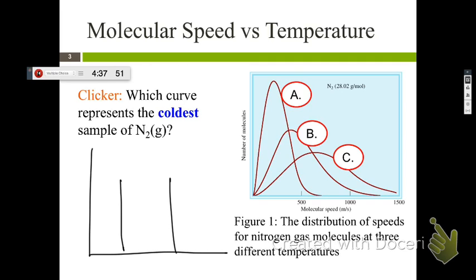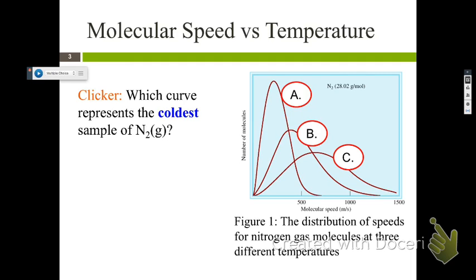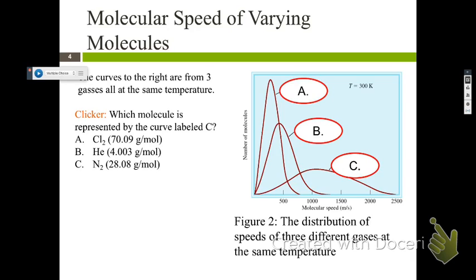All right, let's look at the next one then. So this one was all nitrogen gas. We looked at 3 different temperatures. Now I want to say, well, if those 3 are all different molecules now, we have another set of 3 samples. And those 3 samples are either chlorine gas, helium gas, or nitrogen gas, all at the same temperature, at room temperature, 300 degrees Kelvin. I want you to figure out which one of those samples would be C. Is it chlorine? Is it helium? Is it nitrogen? Go ahead and talk to your neighbor.